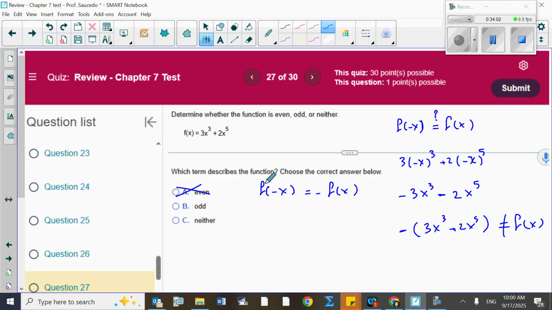Okay, so we already have f of negative x, which is negative of 3x to the 3 plus 2x to the 5. This is what we just found. And what is negative f of x? Just write your function and put a negative behind that: negative of 3x to the 3 plus 2x to the 5. And as you see, they are exactly equal to each other. So this is an odd function.